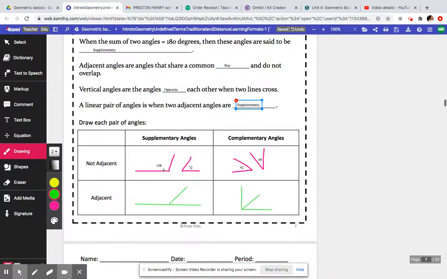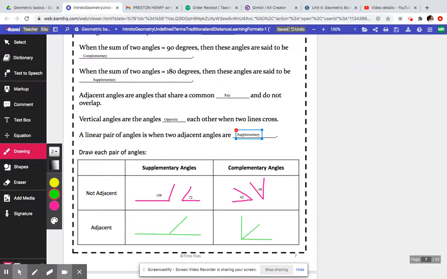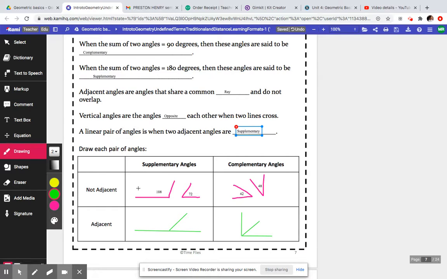Let's go down. Lastly, a linear pair of angles is when 2 adjacent angles are supplementary. Let's look at some examples of supplementary angles that are not adjacent. If these 2 angles equal 108 and 72, they add up to 180 degrees. So they're supplementary, but they're not adjacent because they don't share a common ray, so they're not a linear pair.